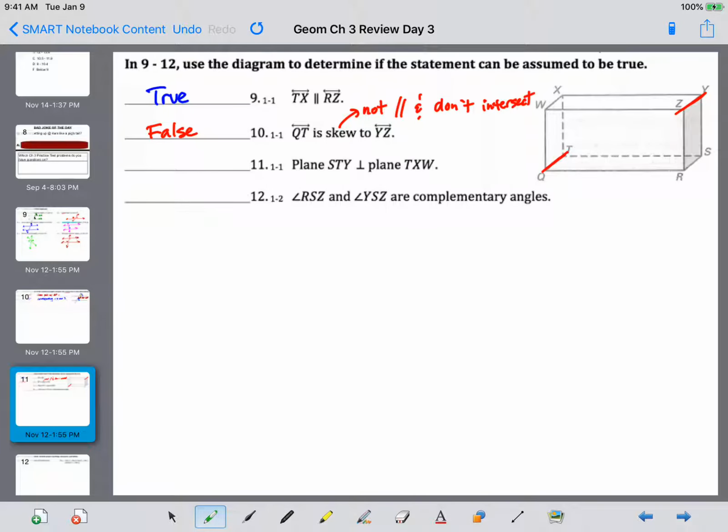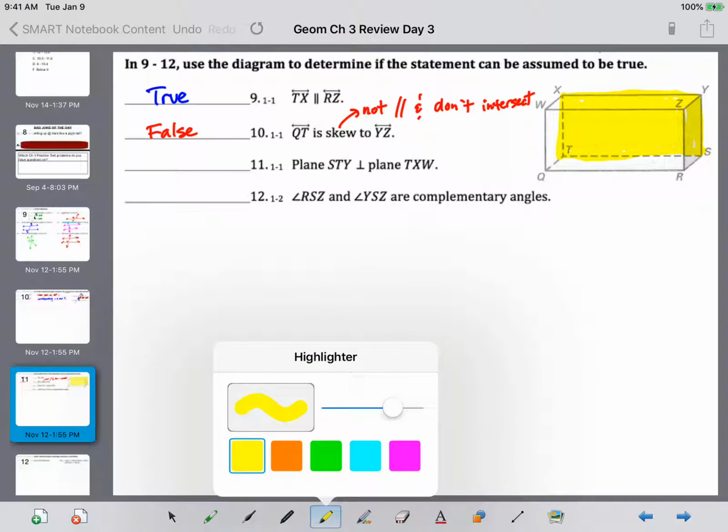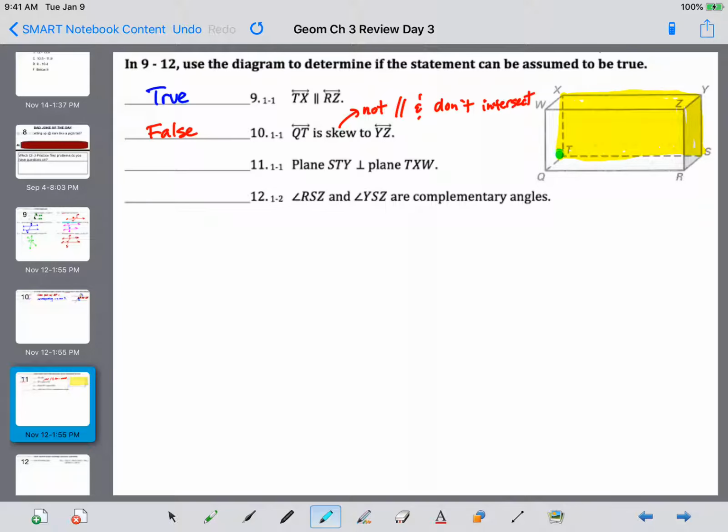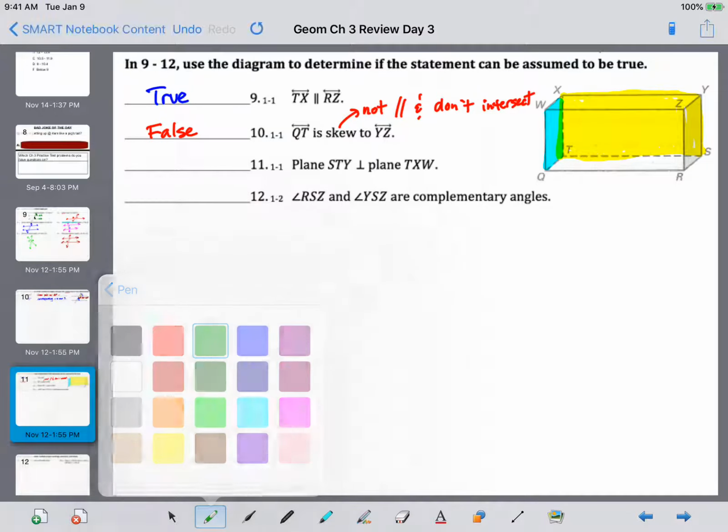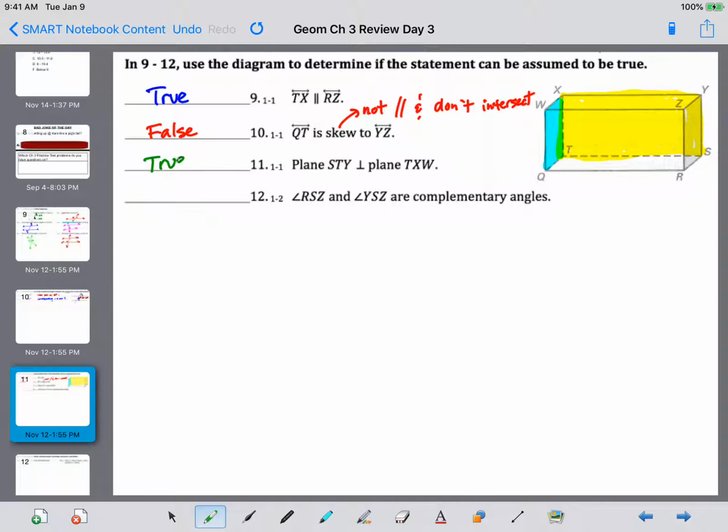Okay, now let's look at the next one. Plane STY. I'm going to highlight that one. Plane STY is the back of this prism here, so this side in the very back. And they are saying that that is perpendicular to plane TXW. So here's T, here's X, here's W, so that would be this side of the box. So again, we're assuming this is a rectangular prism, so that would be true.